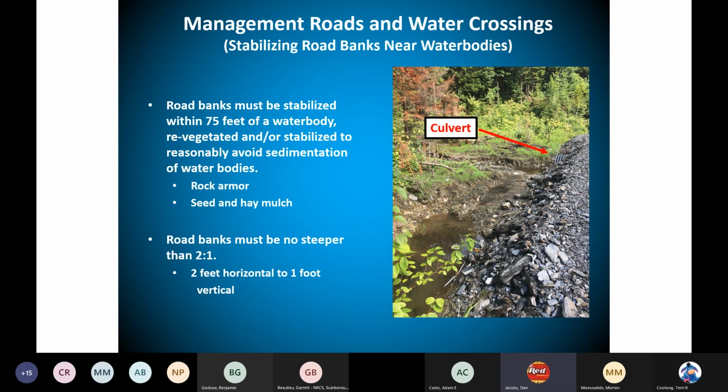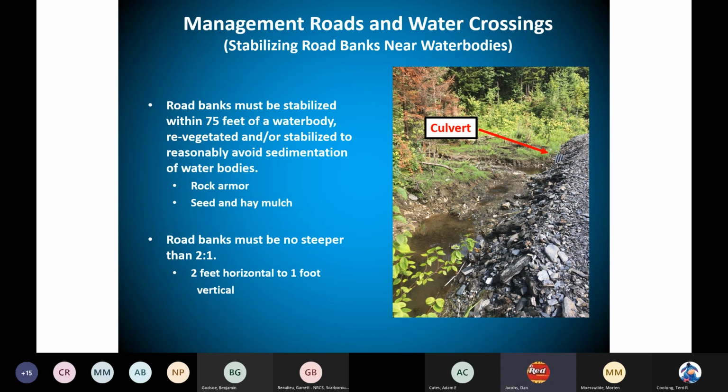Another thing that needs to be considered that is required under Chapter 27 is road stability near the protected resources, near the water bodies. Within 75 feet of a water body, the road itself has to be stable and not eroding into the resource. So this is one of Adam's pictures. Adam takes pictures of a lot of problems, so he's a good resource for me.